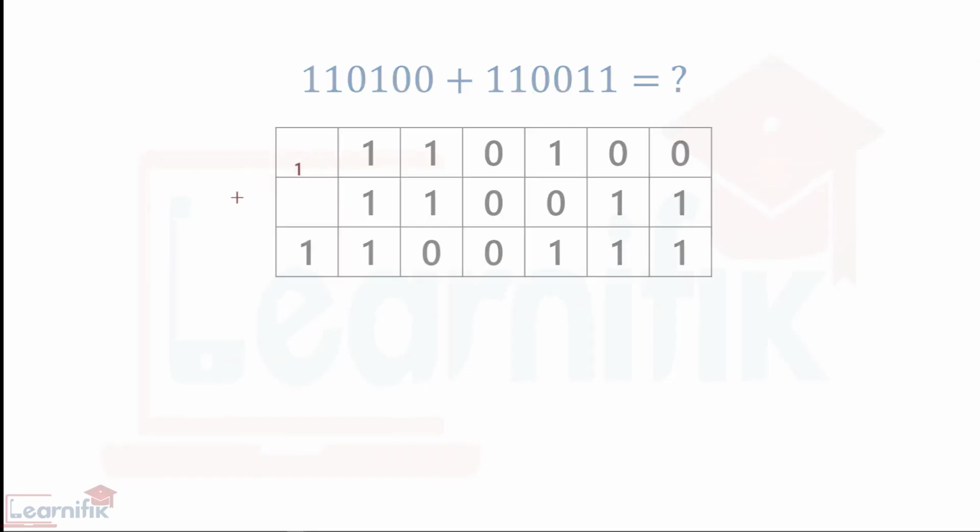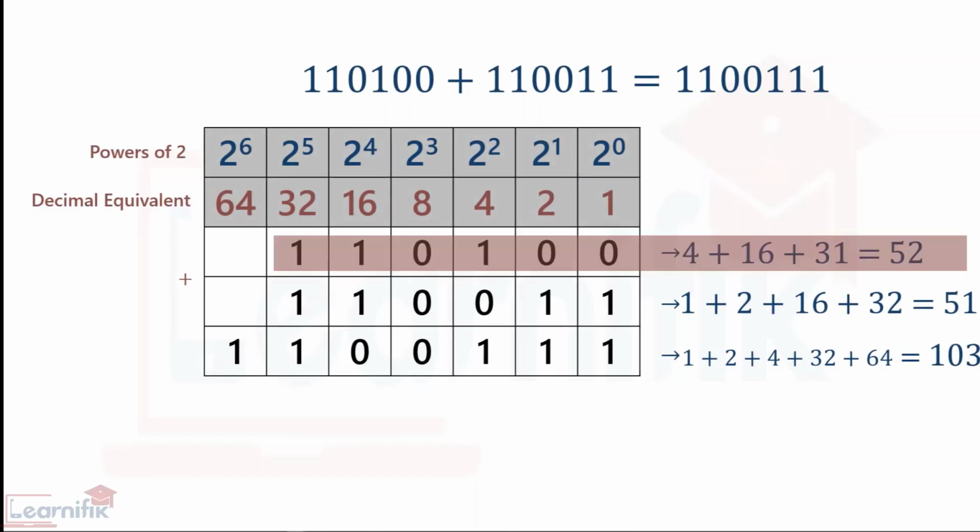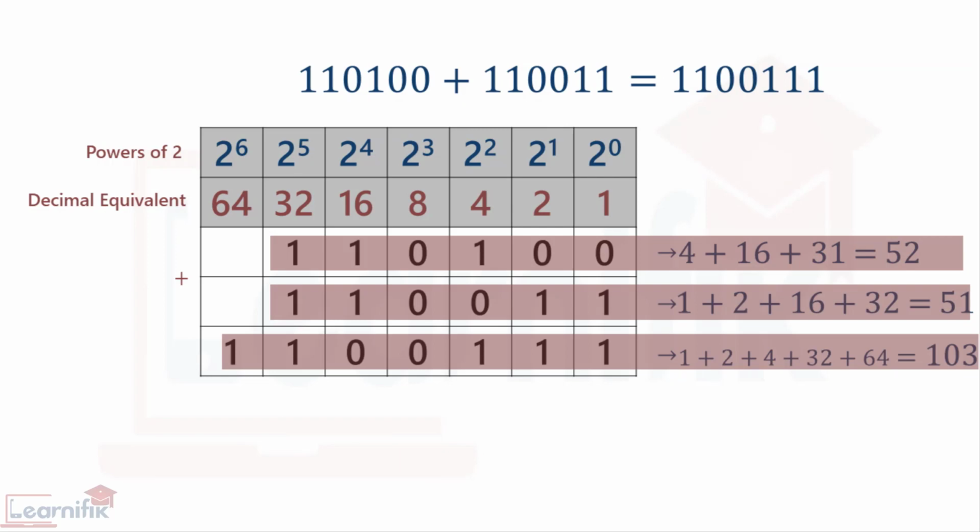Now let's check if the answer is correct. In the first number we added, it has a decimal equivalent of 52. In the second number we added, it has a decimal equivalent of 51. So 52 plus 51 gives 103. So our final answer is correct.